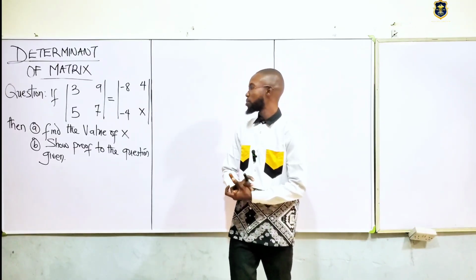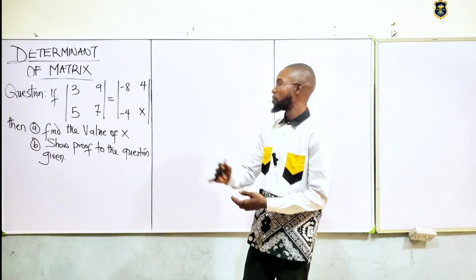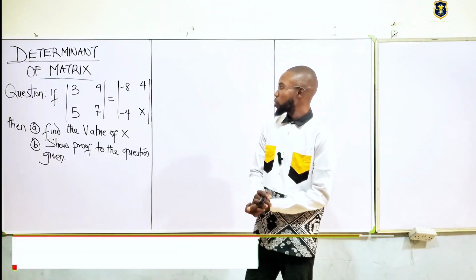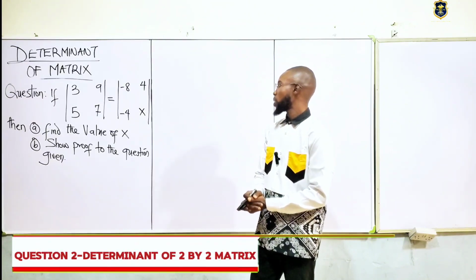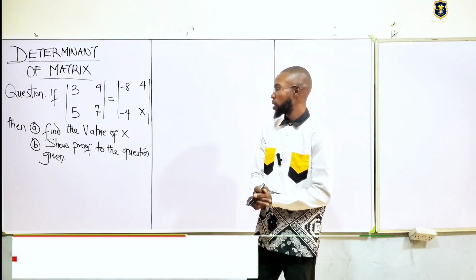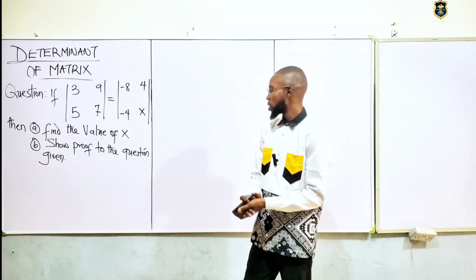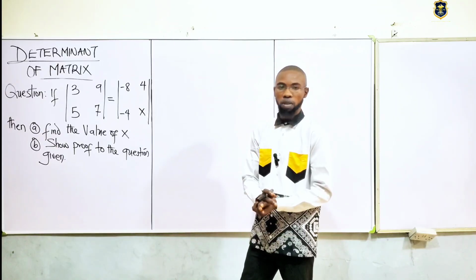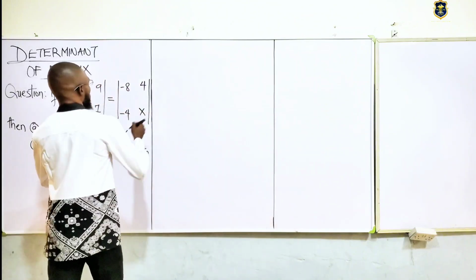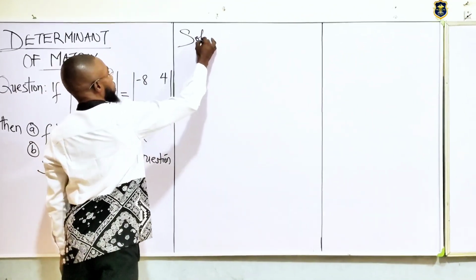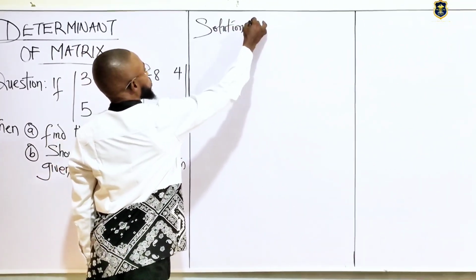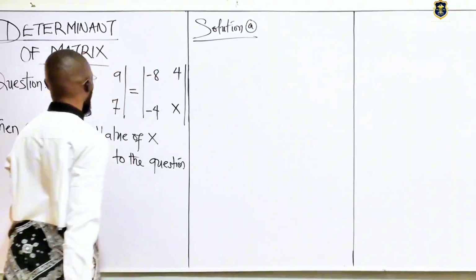Alright guys, let's look at the question we have on the board. It says if the determinant of 3, 9, 5, 7 is equal to the determinant of minus 8, 4, minus 4, x, find the value of x, and then we should show the proof of the question given. So let's look at the solution of this. Solution A. Let's look at how it works now.